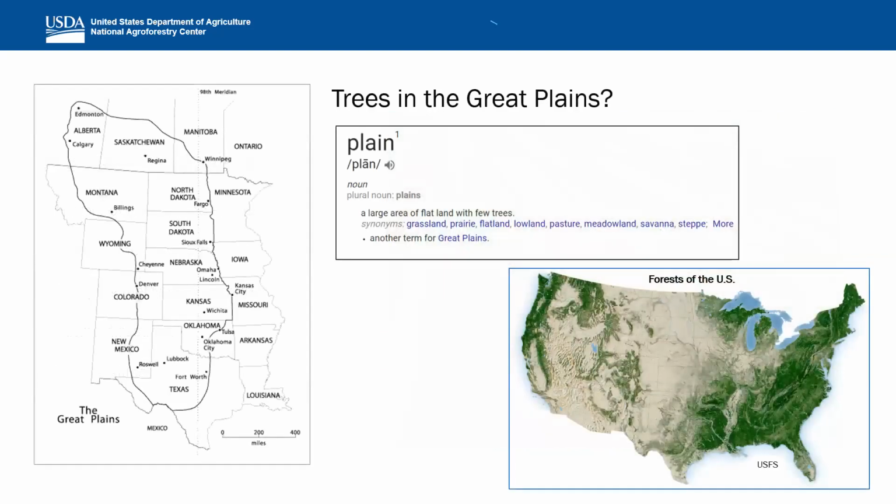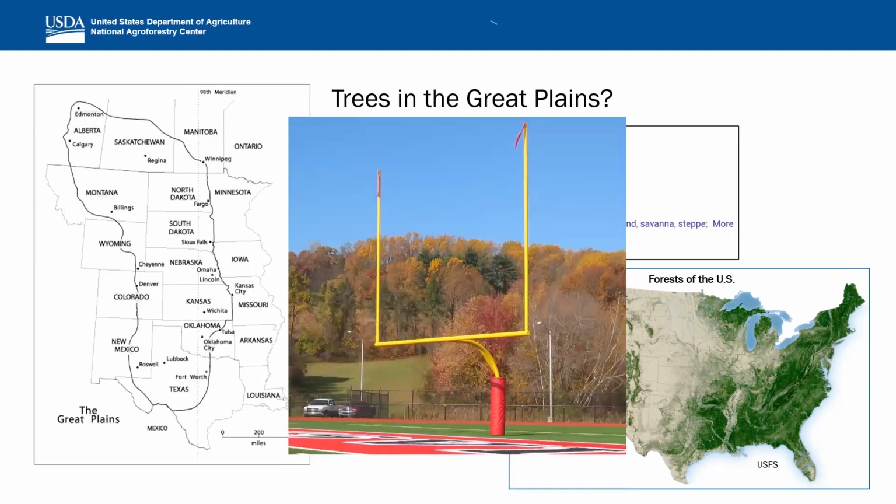There are two distinct features, what's defined as a plain: flat and mostly treeless. The boundary of the Great Plains has been defined differently throughout the years, but generally entails this area on the map on the left. And the map on the right is a map of forested land in the US. So the bulk of our work is in the four-state region of the northern plains states of Kansas, Nebraska, South Dakota, and North Dakota. And my apologies if you've heard this joke before, but this is in fact not the state tree of Nebraska.